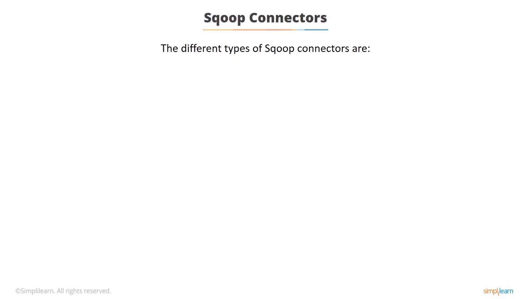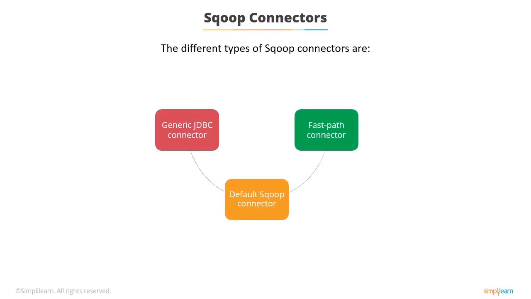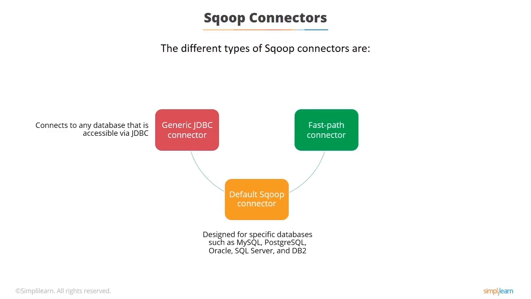Now we will look at the various connectors using which we can connect Sqoop to different databases. The different types of Sqoop connectors are generic JDBC, default Sqoop, and fastpath connectors. The generic JDBC connector can be used to connect to any database that is accessible via JDBC. The default Sqoop connector is designed for specific databases such as MySQL, PostgreSQL, Oracle, SQL Server, and DB2. The fastpath connector specializes in using specific batch tools to transfer data with high throughput. For example, MySQL and PostgreSQL databases.